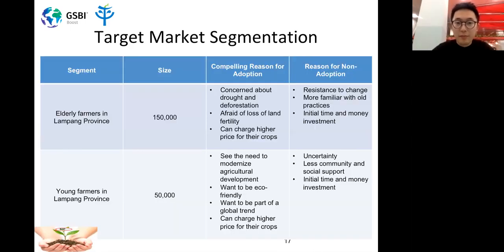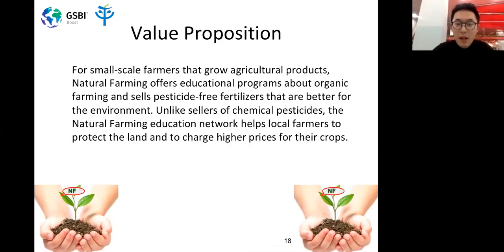And for the next slide, because the problem is mainly about how we can save the farmland, they really dig into the market and find there are two main groups that they can have impact on. One is the elderly farmer, and one is the young farmer. They have to use different reasons and values to achieve the goal and to attract the different target markets and segments. And this is what value they want to express to the elderly farmer and to the young farmer.